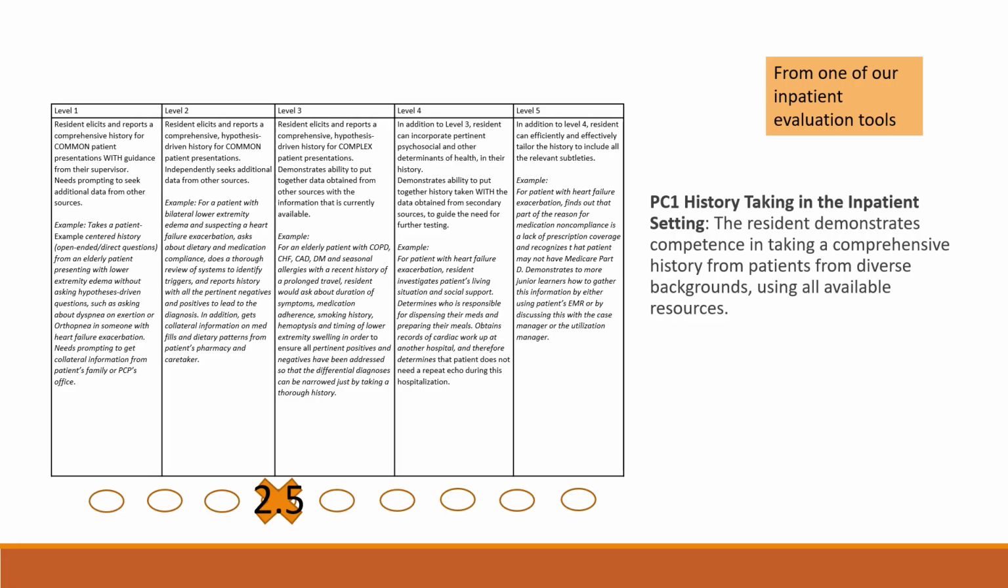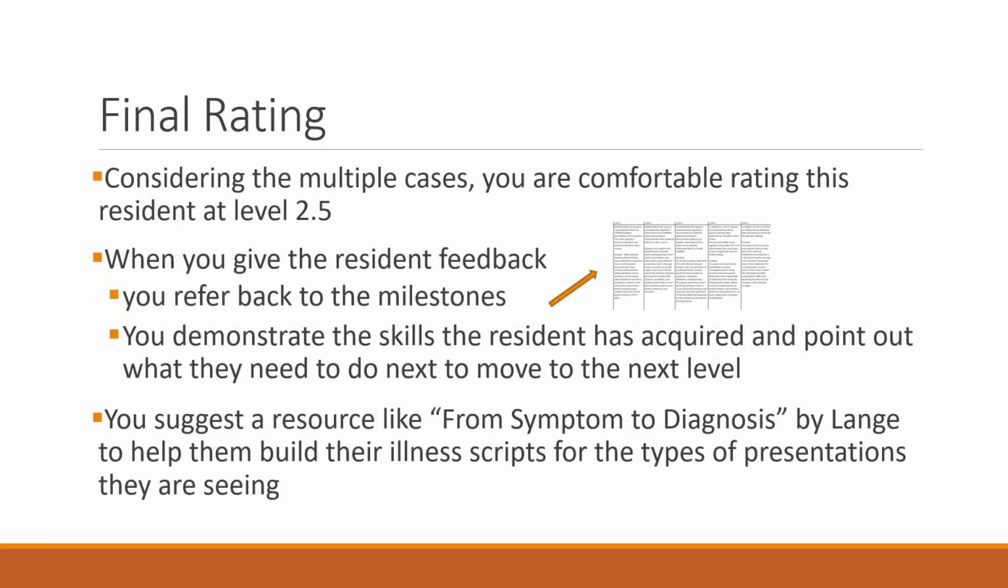Given the questions the resident asks, you believe they are at least at a 2.5, given that they checked on the blood pressure control from the PCP, but they're not at a level 3 since they didn't ask questions that may have led to diagnosing paroxysmal atrial fibrillation as the etiology for this complex presentation. Considering the multiple cases, you're comfortable rating this resident at a level 2.5.